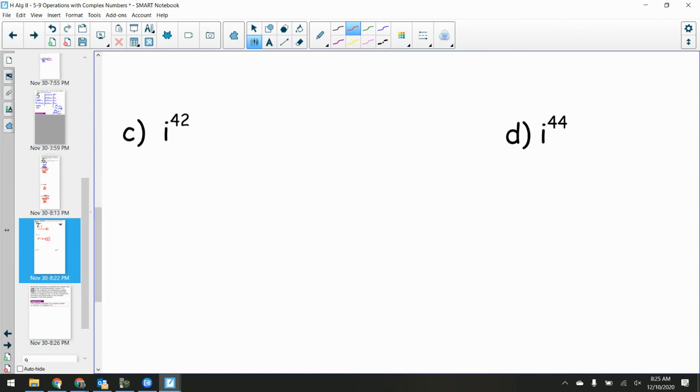What would i to the 42nd be? Remainder 2, right? So it's going to act like i to the 2nd, which is -1. Remember, it's really close to 40, right? 2 remainder after I divide out factors of 4. 44, doesn't that divide evenly? So that's going to act like i to the 0. There's a 0 remainder, which is just 1.